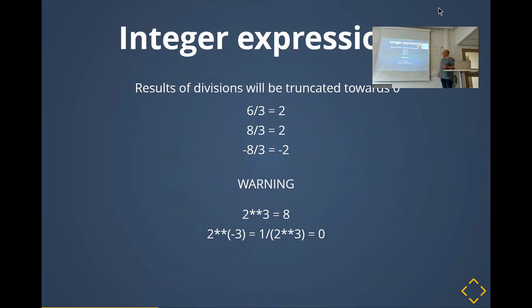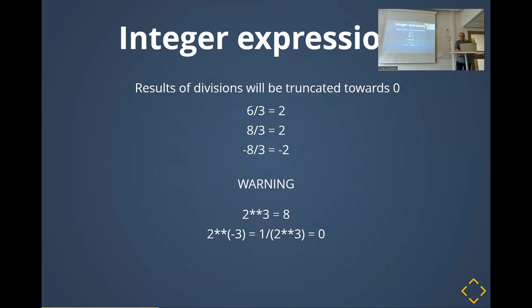Integer division will be truncated down to 0. So here 6 by 3 is 2, 8 by 3 is 2, minus 8 by 3 is minus 2 here.